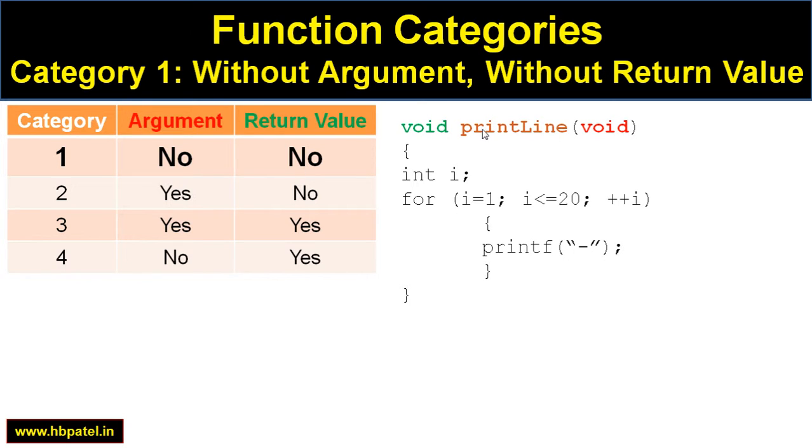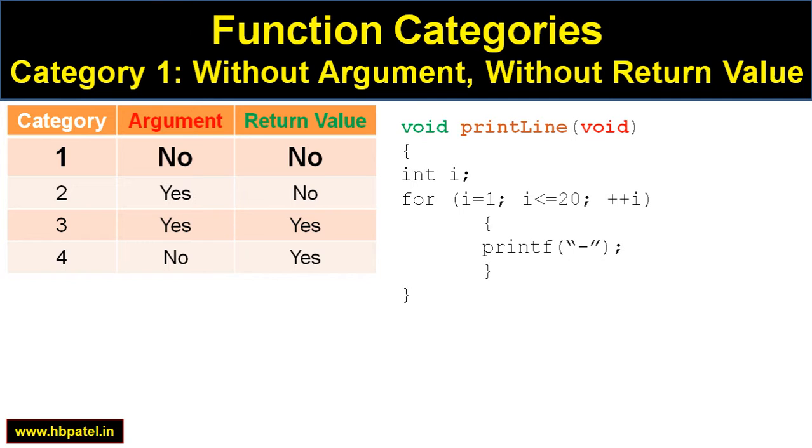Now this printLine is the function name, and this void in red is the argument. We are not specifying any argument over here, so that's why we are writing void over here. So no return value, no argument. And printLine is a simple function wherein we are running a loop from i equal to 1 to 20 and we are printing just a dash, a hyphen. So 20 hyphens will be printed. This is a very simple function where 20 hyphens will be printed.